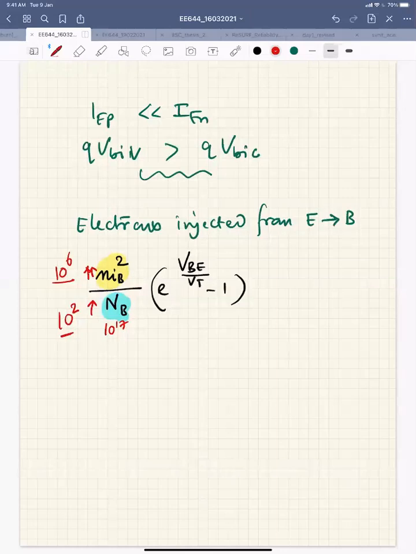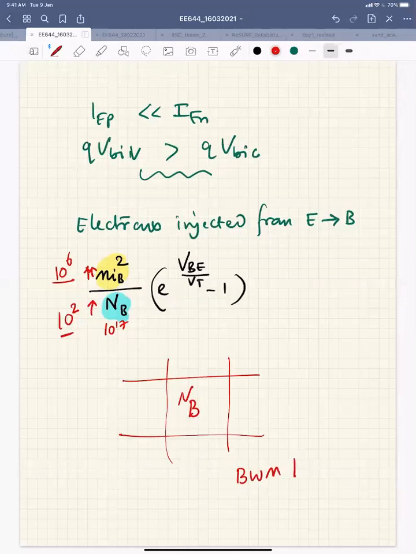But now what you have done is increase your base doping. Since your base doping has increased, your base width modulation will reduce, and your early voltage will increase.